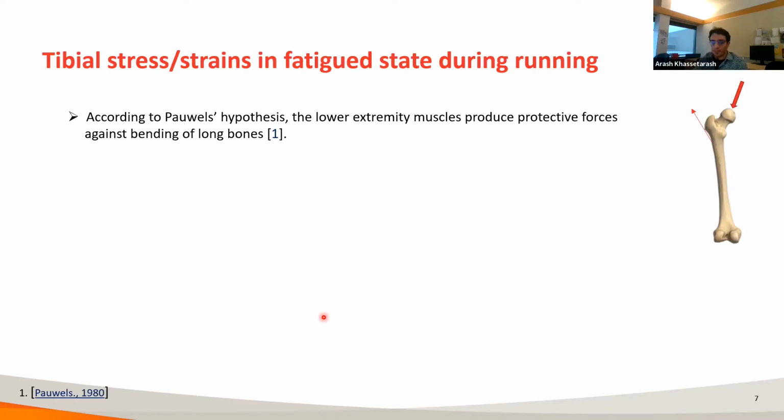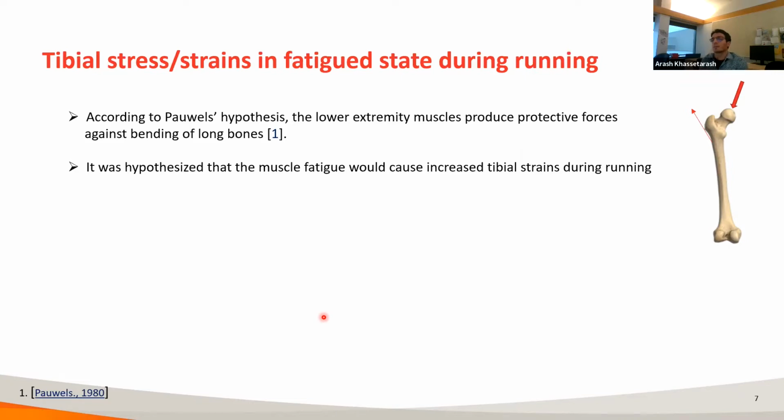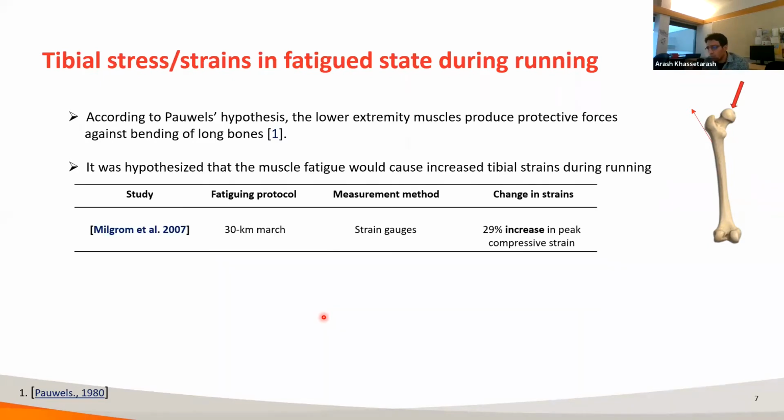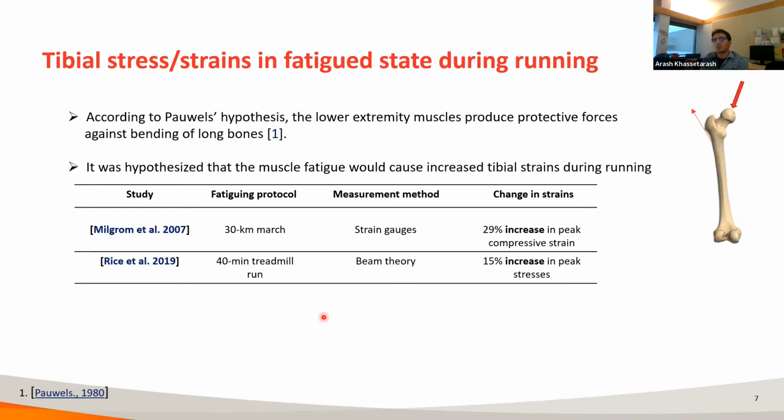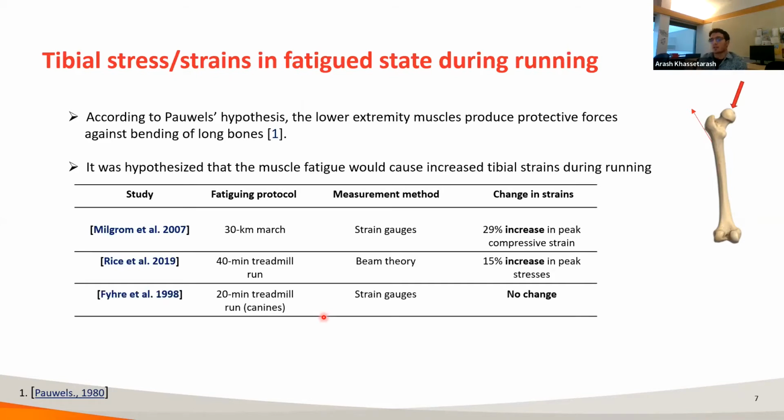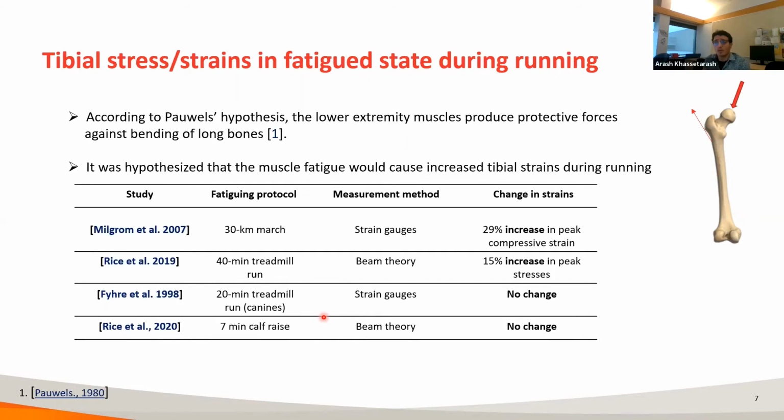within the long bone. A few studies have looked at tibial strains in the presence of neuromuscular fatigue and hypothesized that muscle fatigue would cause increased tibial strain during running. But the results are inconsistent. For example, Milgram and colleagues, by using strain gauges, reported a 29% increase in peak compressive strain after a 30-kilometer march. Similarly, Rice and colleagues, by applying beam theory, reported a 15% increase in peak stresses after a 40-minute treadmill run. On the other hand, Fury and colleagues, using strain gauges, reported no change in a 20-minute treadmill run of canines. Or similarly, Rice and colleagues, by using beam theory, also reported no changes after a 7-minute calf raise exercise.